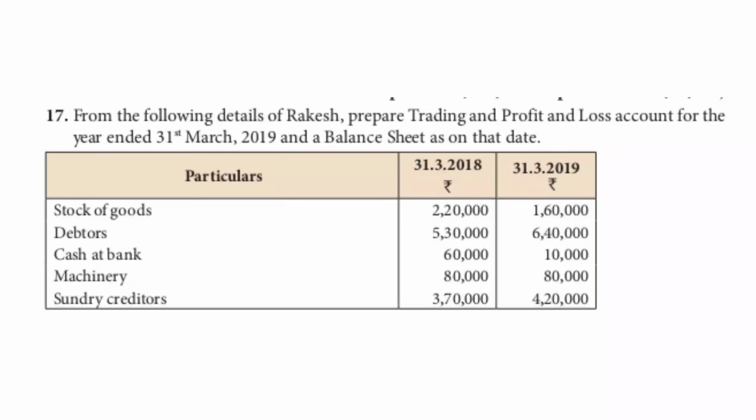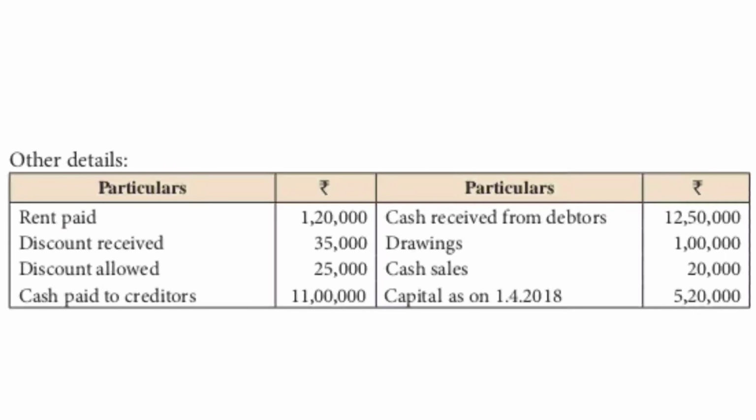Now they've given us the opening and the closing balance. So 31/3/2018 is the opening balance and 31/3/2019 is the closing balance. There they've given us the assets and the liabilities. So using that, if we want, we can find out the opening capital or the closing capital, whichever is required. Next, moving on, we have the other details. In that, the last item, if you see, the opening capital is already being mentioned there.